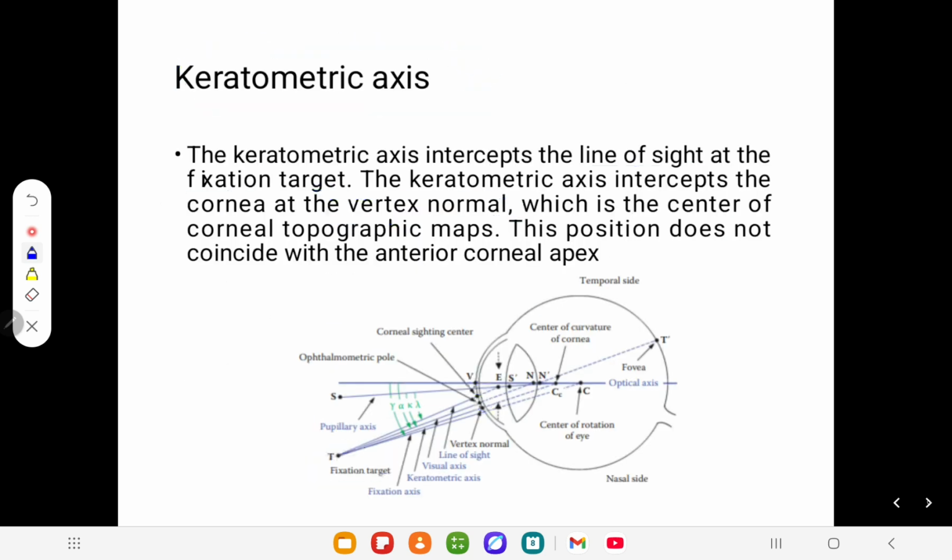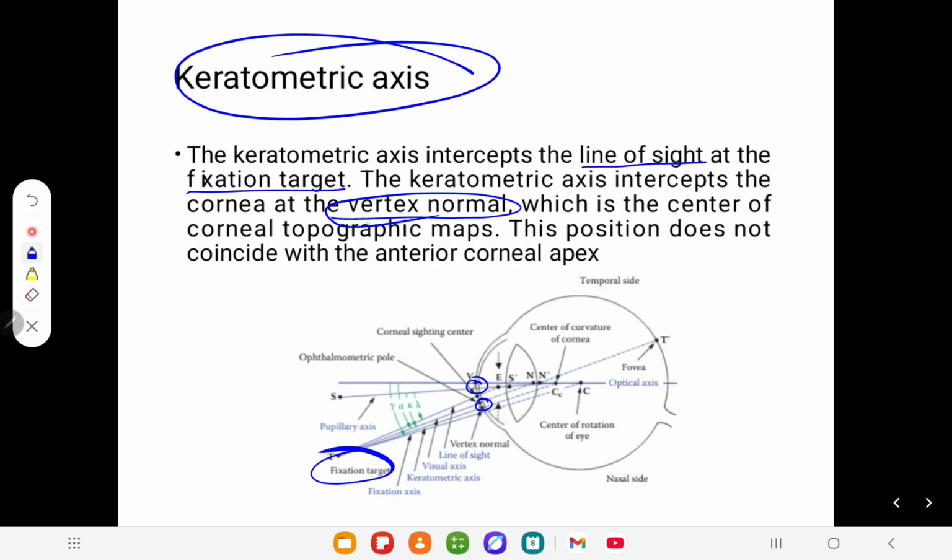Another very important point. First, it comes from the fixation point. Second, it makes vertex normal with the cornea. And third, it passes through the center of the corneal topography map. This position does not coincide with the anterior corneal apex. It's really important.